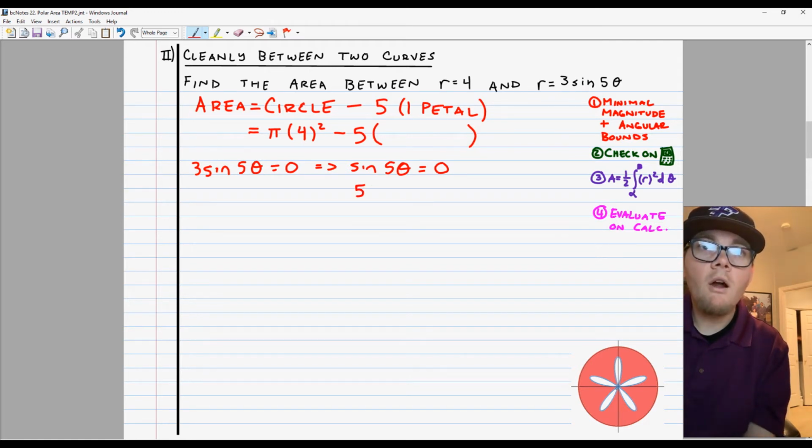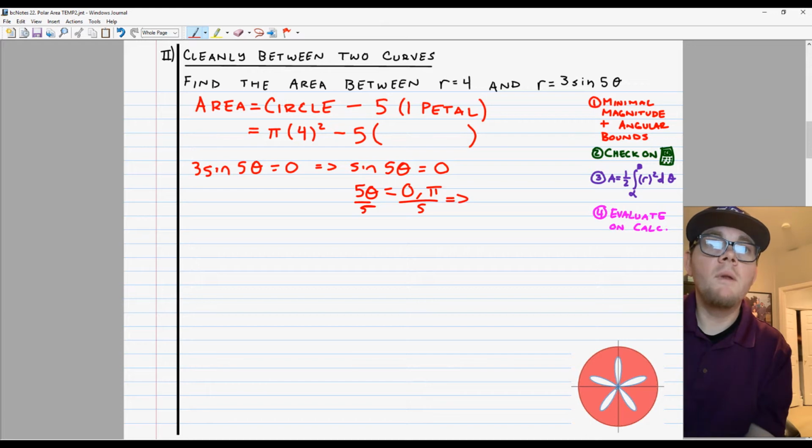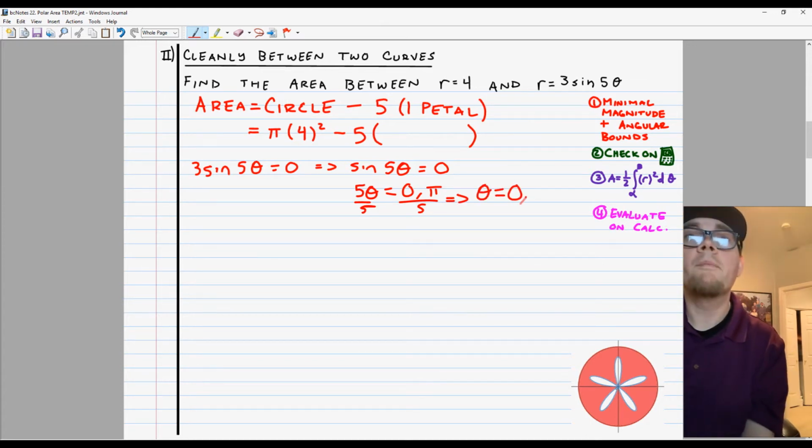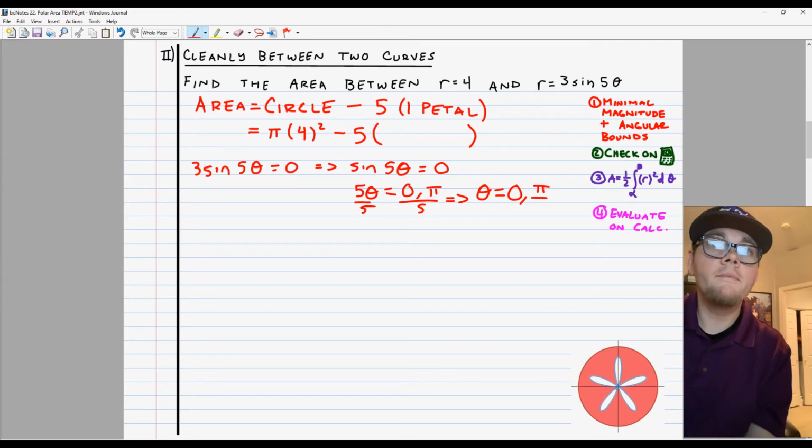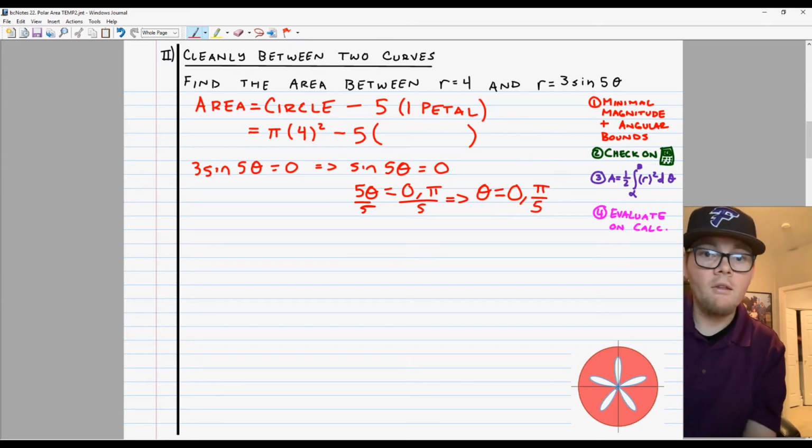So in a sense, that means we want our argument, 5 theta in this case, to equal 0 or pi. And now technically I know it always says find the minimum magnitude positive angular bounds. We can allow 0. 0 is really easy to work with, so I'm going to go ahead and allow that too. And that means if we divide everything we have by 5, we'll get that those minimum magnitude angular bounds are theta equals 0 divided by 5, which is 0, and theta equals pi over 5. So we have our minimum magnitude angular bounds. That works out really, really nicely.